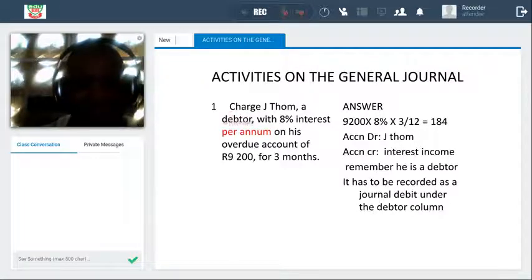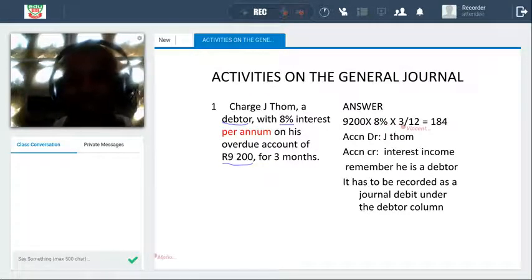Transaction number 1 says we are charging J-Tom, a debtor, with an interest of 8% per annum. Very important here is per annum on his overdue account. So the first thing we have to do is calculate the interest. So it's 9,200 times 8%. Now they said per annum.